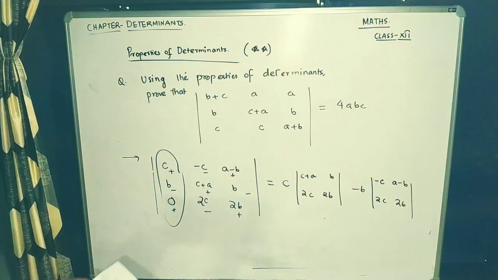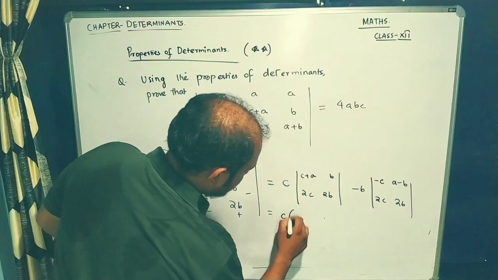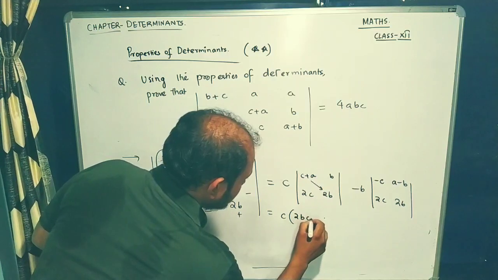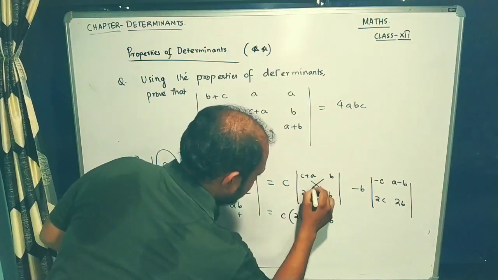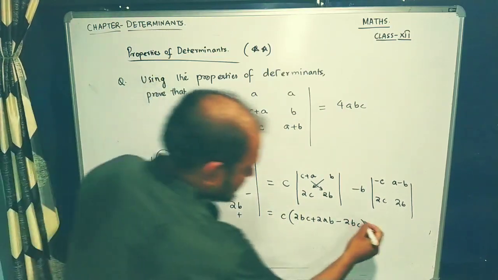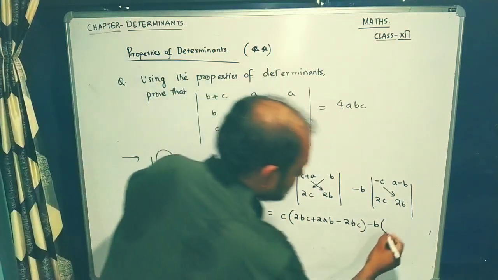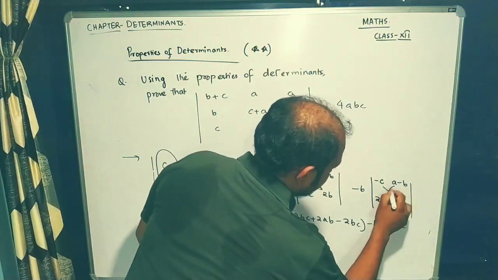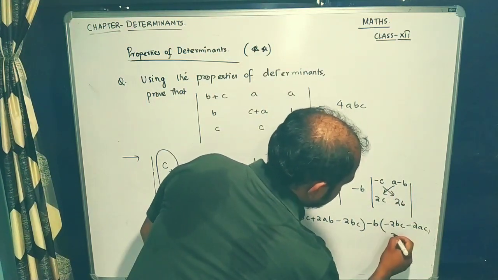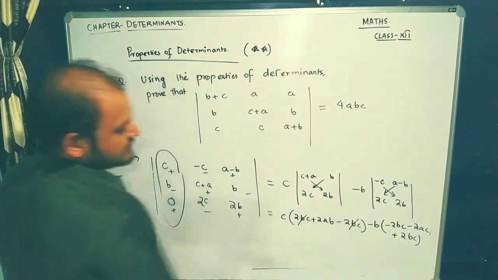What can you do next? You can expand it. Now expand it. We cannot do anything on this. So C plus A into 2B is equal to twice BC plus twice AB minus twice BC. Okay, then minus B into minus C into 2B, this is minus 2BC, then minus of twice AC plus 2BC. So here you see that 2BC and 2BC they cancel out.